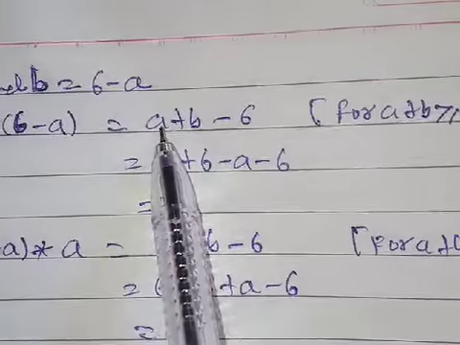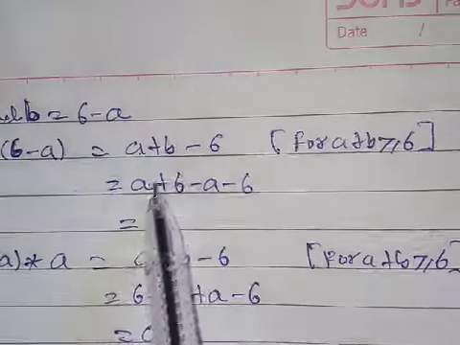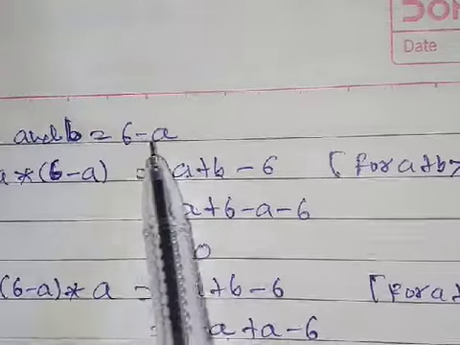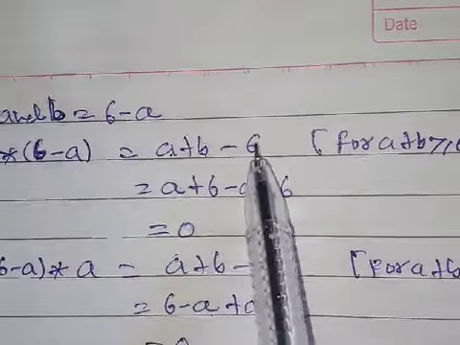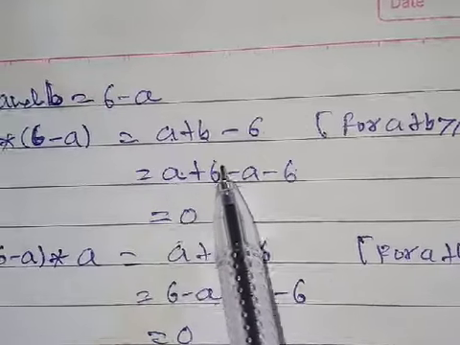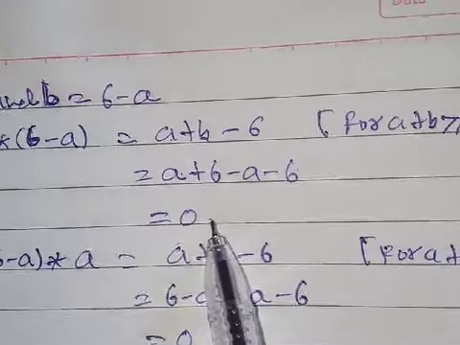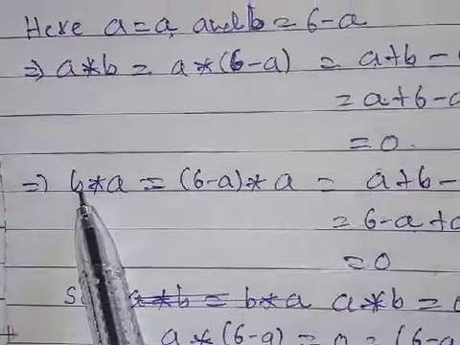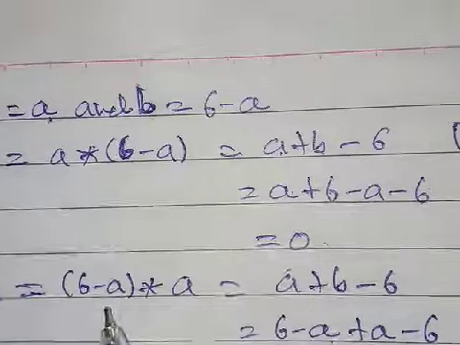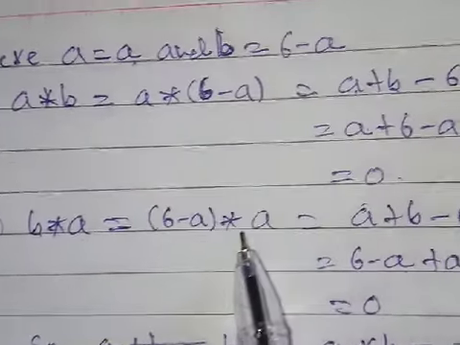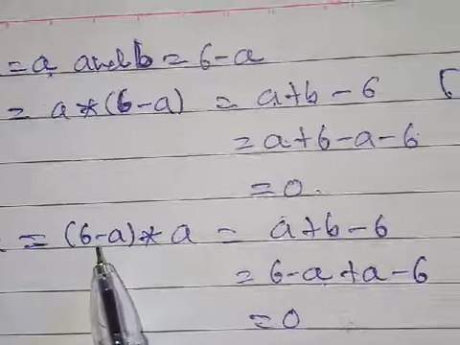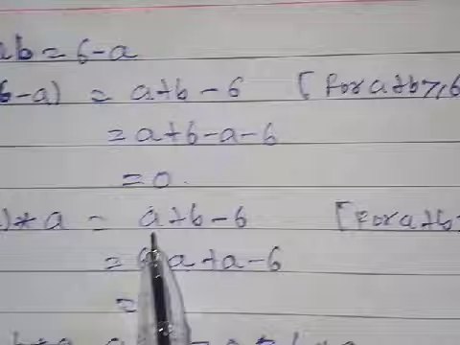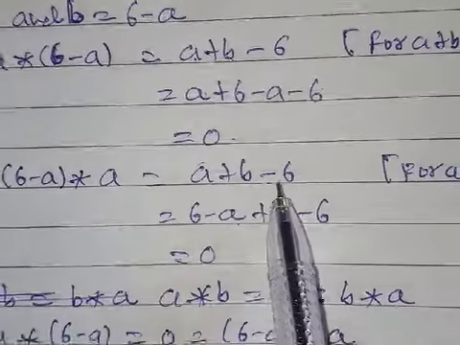In place of A, we have to write A. In place of B, 6 minus A. A cancels, 6 and minus 6 cancel, it is 0. Now, B star A: B is considered as 6 minus A, and A is considered as A. Again, operation A plus B. For A plus B greater than or equal to 6, we have the operation as A plus B minus 6.